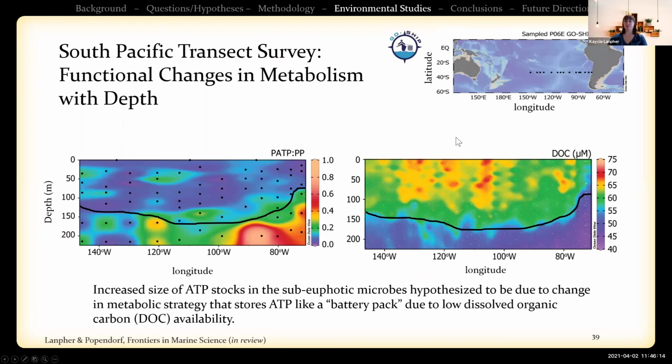If you remember, I said microbes all need three main nutrients: carbon, nitrogen, and phosphorus. So in this area, microbes are going to have much less frequent access to the carbon that they need. And we believe this could be changing their microbial strategies or their metabolism, so that they're creating essentially a battery pack of ATP. They're storing up on ATP, so when they do interact with carbon, when it's available, they're able to use it to perform other necessary metabolic functions, like DNA and RNA growth and other production rates. So we think that having that low DOC may be changing their strategies in the subeuphotic area, and therefore increasing their ATP stocks.